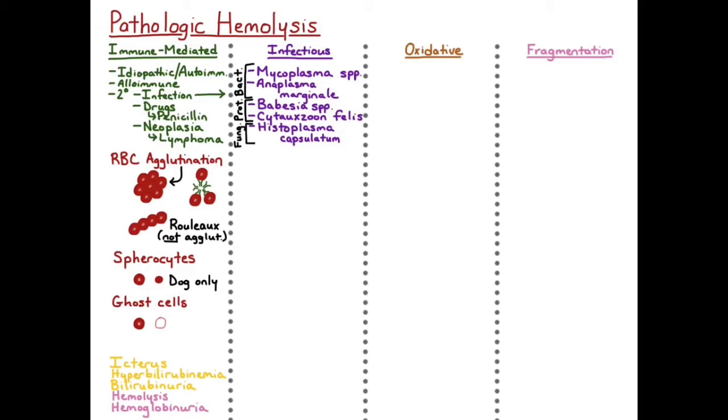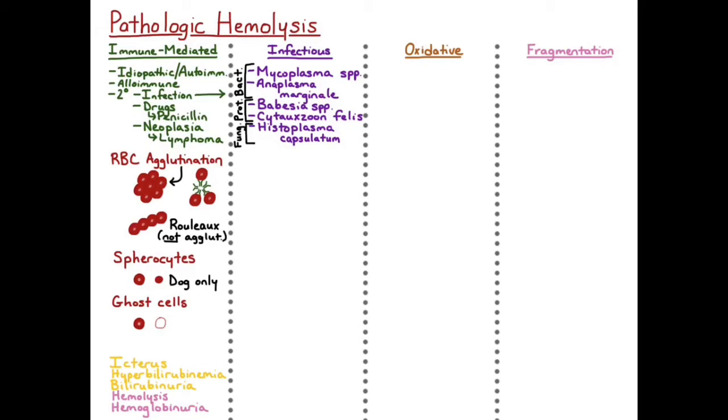Now, the bacteria and the protozoa, those are transmitted animal to animal by arthropod vectors. But Histoplasma capsulatum is actually inhaled, and it infects the histiocytes, which then disseminate throughout the body through the blood vessels and the lymphatics. Now, all of these infectious agents can cause a secondary IMHA, meaning that they actually induce antibody formation against red blood cells.